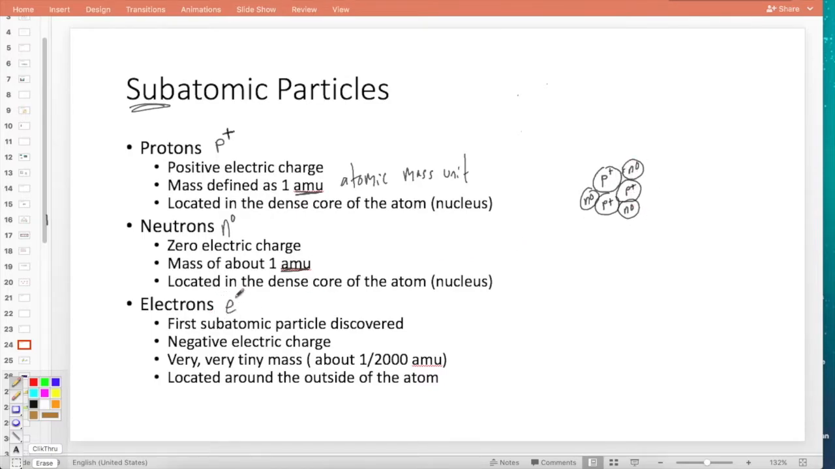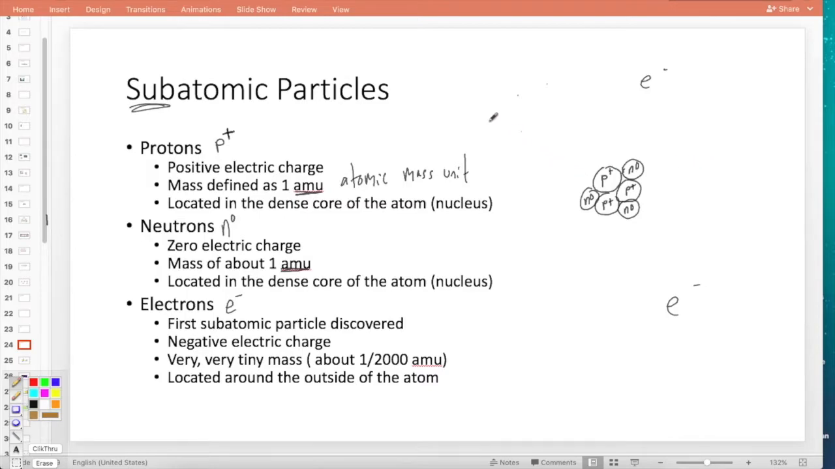Electrons, lowercase e with a minus. These are the first subatomic particles to be discovered, by a guy named J.J. Thomson. Once again, the history is fascinating, and I wish I had time to talk about it. They are negatively charged. They have an incredibly tiny mass, about 1/2000th the mass of a proton. So we pretend like the electrons are massless, that they don't have mass. In reality, they do. It's just very small. And electrons are located around the outside of the atom. So the electrons are somewhere out here.